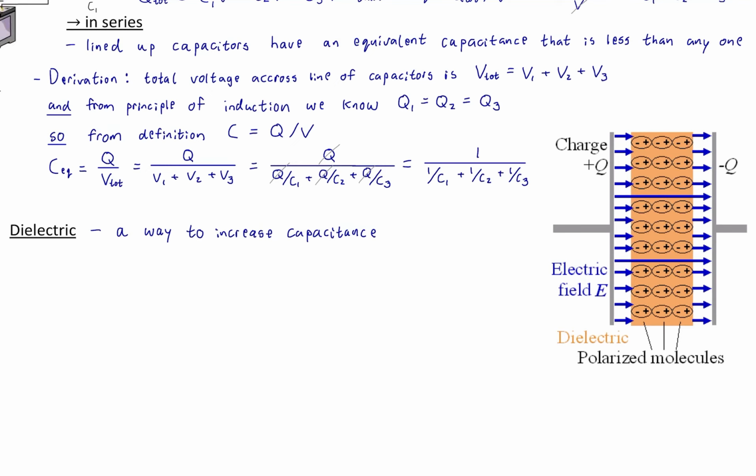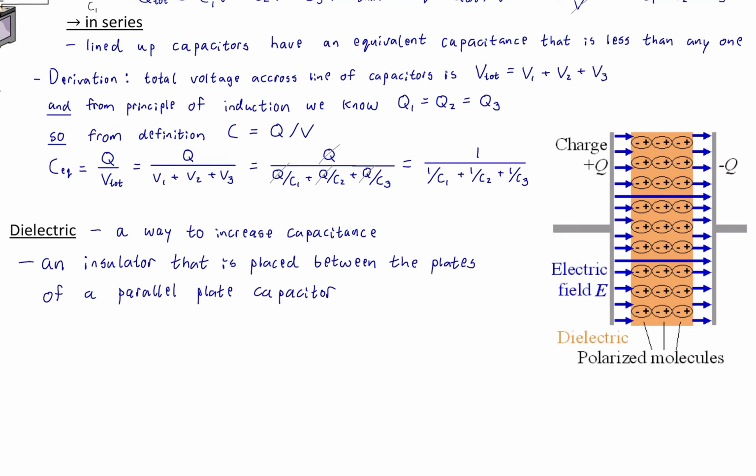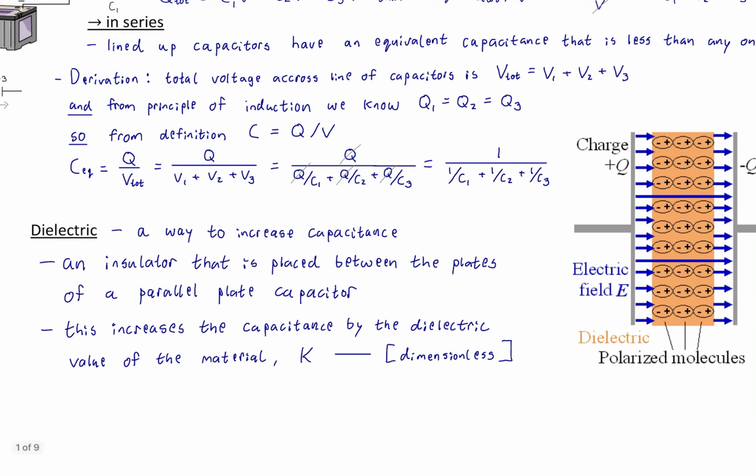So let's look at that. Here's the picture, we'll come back to it in just a moment. An insulator that is placed between the plates of a parallel plate capacitor, that's the definition of a dielectric. This increases the capacitance, that's why you do it, by the dielectric value of the material, K. Now don't confuse this with K as the electrostatic constant. There, the subscript is Ke. This is just K. It is a dimensionless quantity. It is material specific, so you look it up in a table, some engineering table, like: what's the dielectric constant of sodium? What's the dielectric constant of silicate? What's the dielectric constant of glass, of water, and so on.